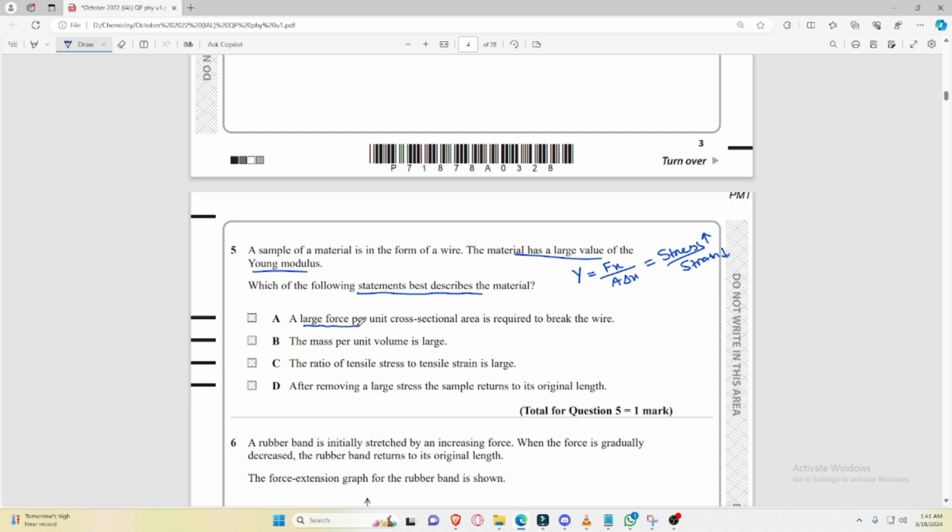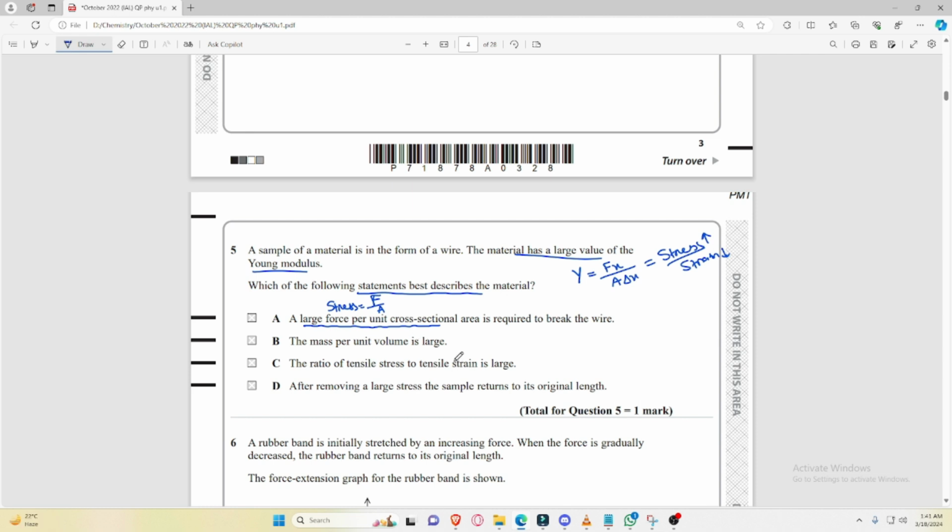The large force per unit cross-sectional area is required to break the wire. A large force is required. That means what? What they mean is large force per unit cross-sectional area. That means they are telling that stress is large. Stress is what? Force by area. That is, they are telling large force per unit cross-sectional area is required to break the wire. That means they are telling stress is high.